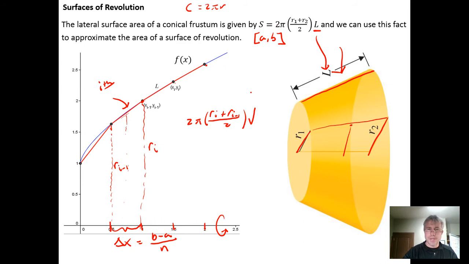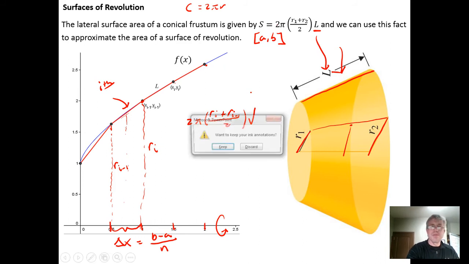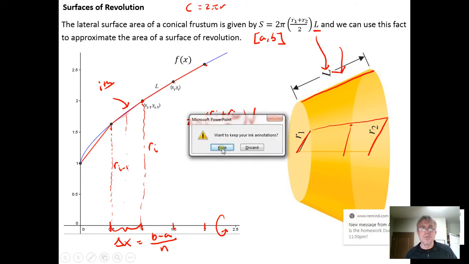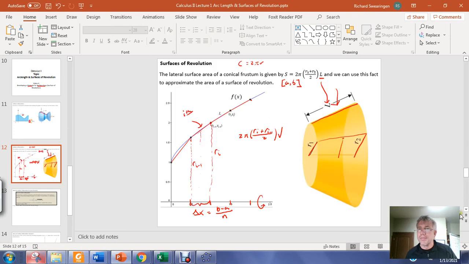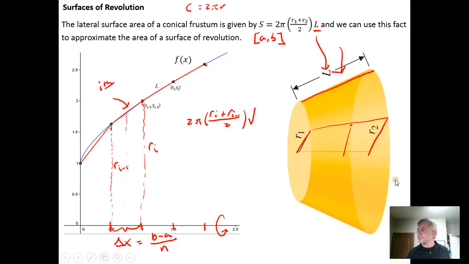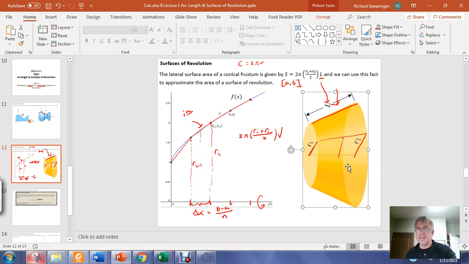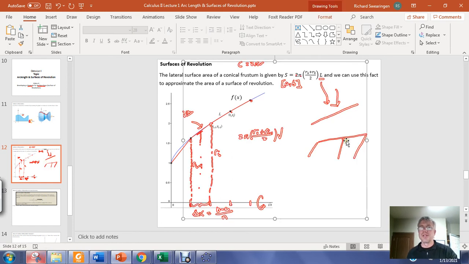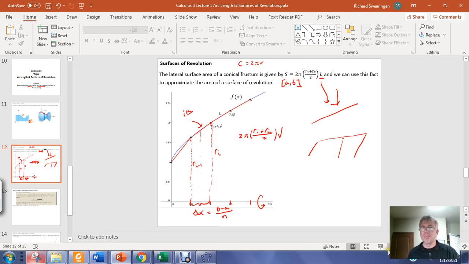I'm going to get rid of that picture to give myself a little extra room here. Oh, and then I didn't get rid of it. Get rid of you and bring this back up.